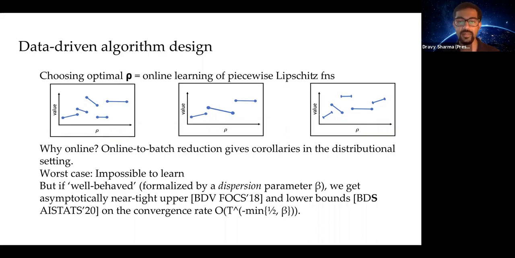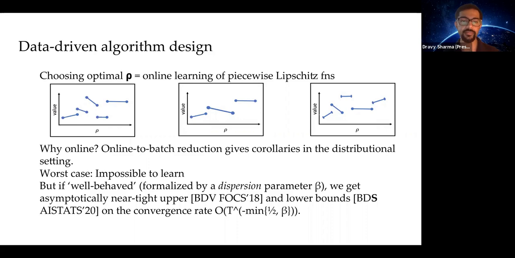We formalize this by a dispersion parameter, which roughly speaking says that the discontinuities are not too concentrated in a small region when averaged over time. Again, I won't describe it exactly, but roughly speaking, it has to do with the smoothness, or well-behavedness, of the problem. Under this assumption we can get asymptotically near-tight upper and lower bounds, where the regret rate is something between square root T and T, depending upon the parameter beta, and the results are tight in terms of beta as well.